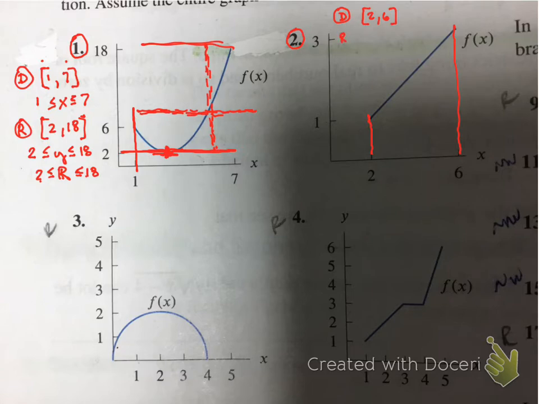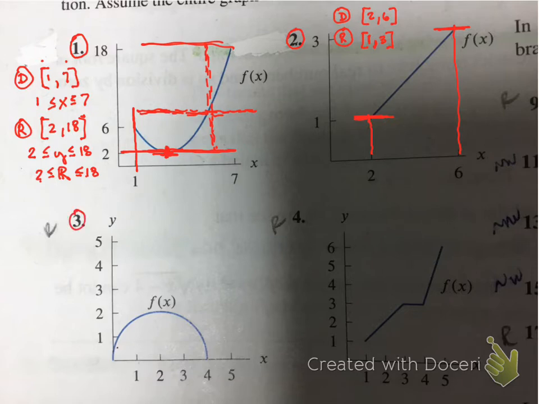The range, what's the minimum output that you see? The minimum y value is 1. The maximum y value appears to be 3. And so we're going to go from 1 to 3. Remember, your left value here is your lower bound, your right value is your upper bound. The comma, this is not an ordered pair. That comma just separates the lower bound from the upper bound. So range 1 to 3.